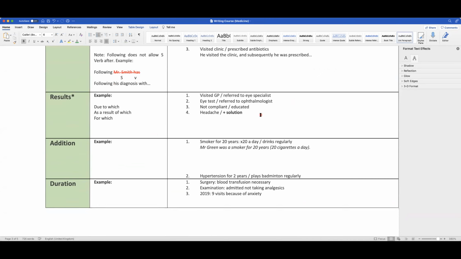Can we say Mr. Green was a 20 cigarette a day smoker for 20 years? Yeah, very nice. Like a 65-year-old man or a 73-year-old woman. You can actually just say 20 a day smoker. That's what we'd say, because obviously it's cigarettes. So, was a 20 a day smoker for 20 years.